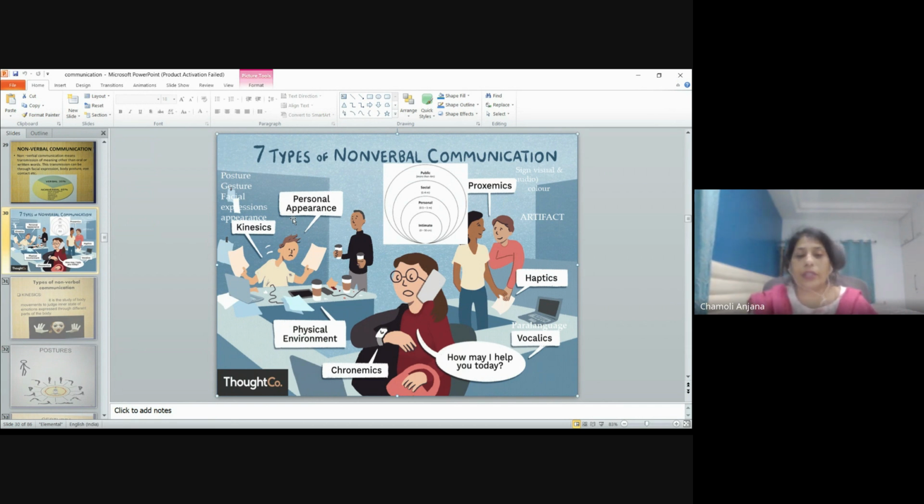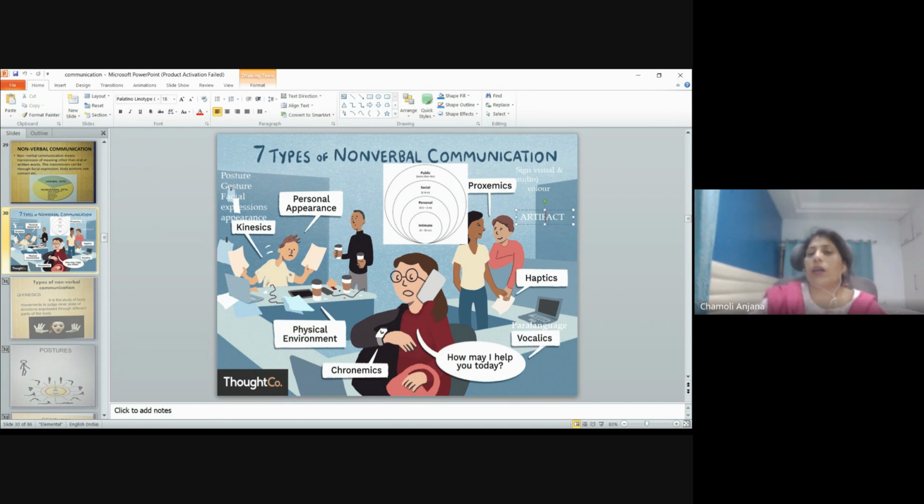That is the reason we say you should groom yourself well, because we say that before you talk, your personality is going to talk. So that is the reason you need to groom well, you need to dress up well, wear ironed dresses, so that it gives a good appearance and people think that yes, she's a good organized person. And the same thing is with the artifact, right?